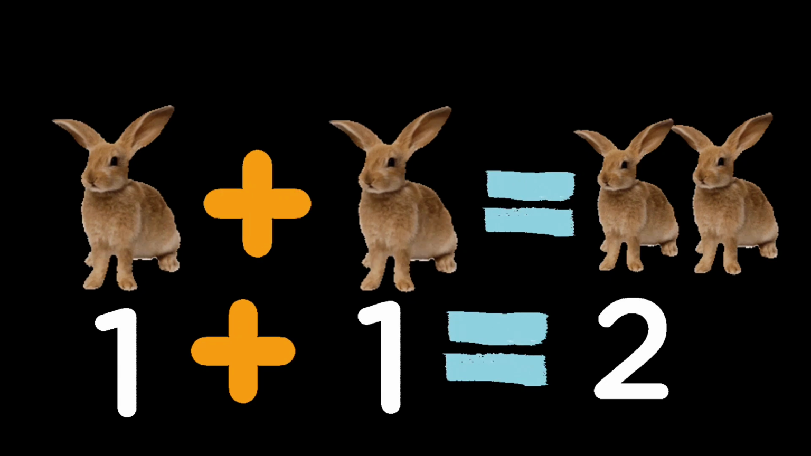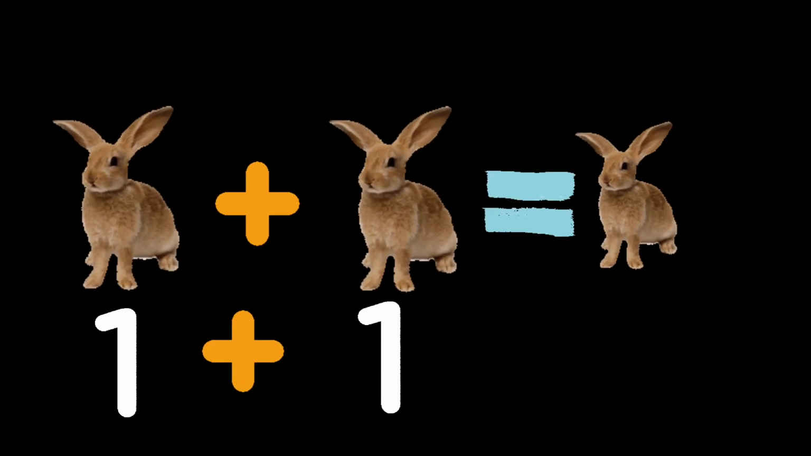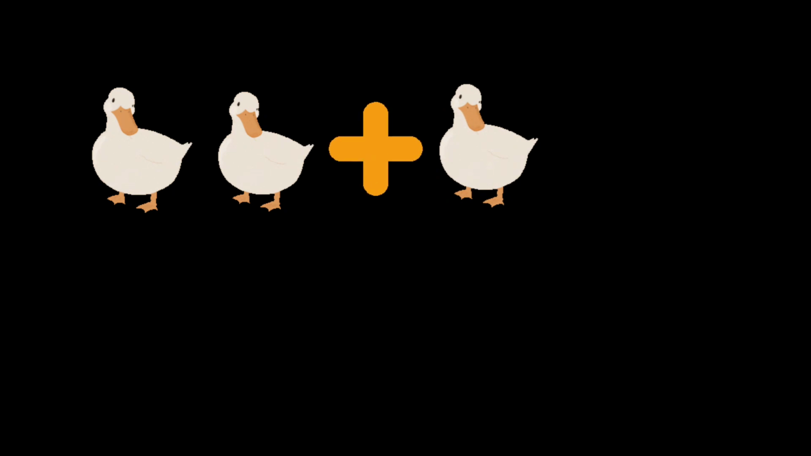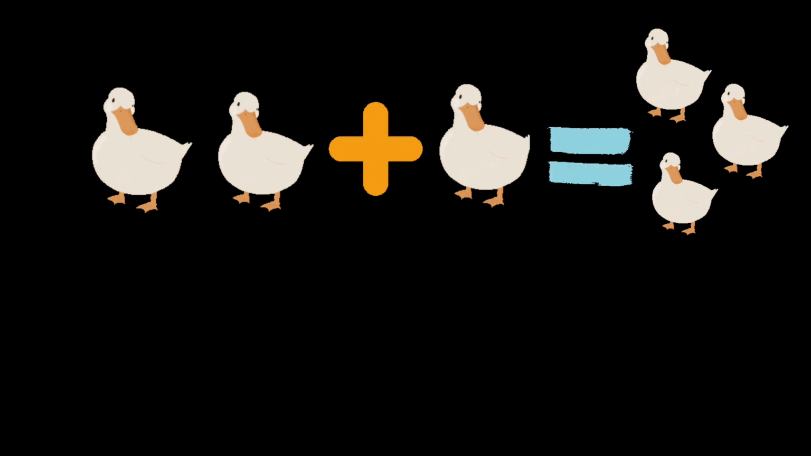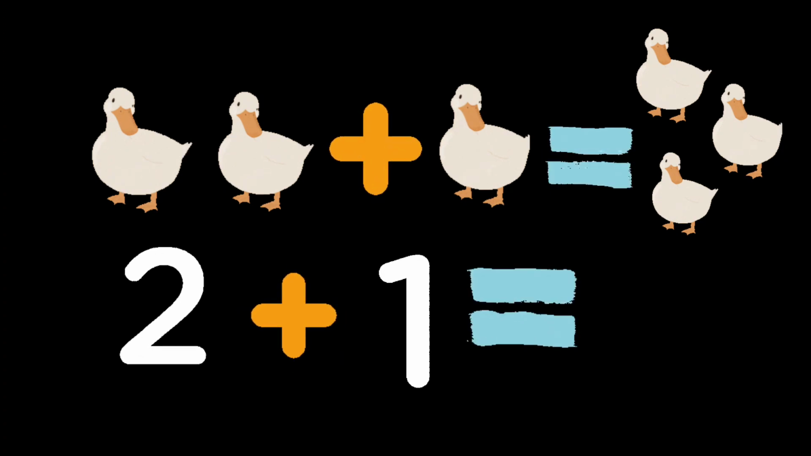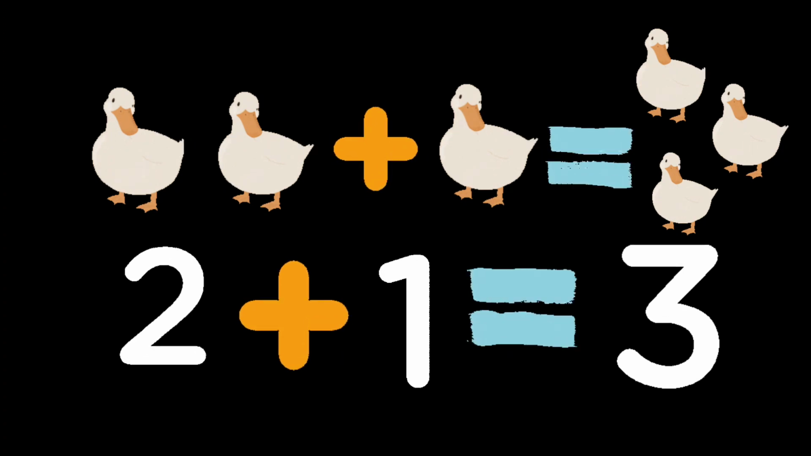Let's try some more examples. Oh wow, 2 ducks. Let's add one more duck with them. So 2 plus 1, how many ducks? Yes, 3 ducks we can see. So 2 plus 1 equals 3.